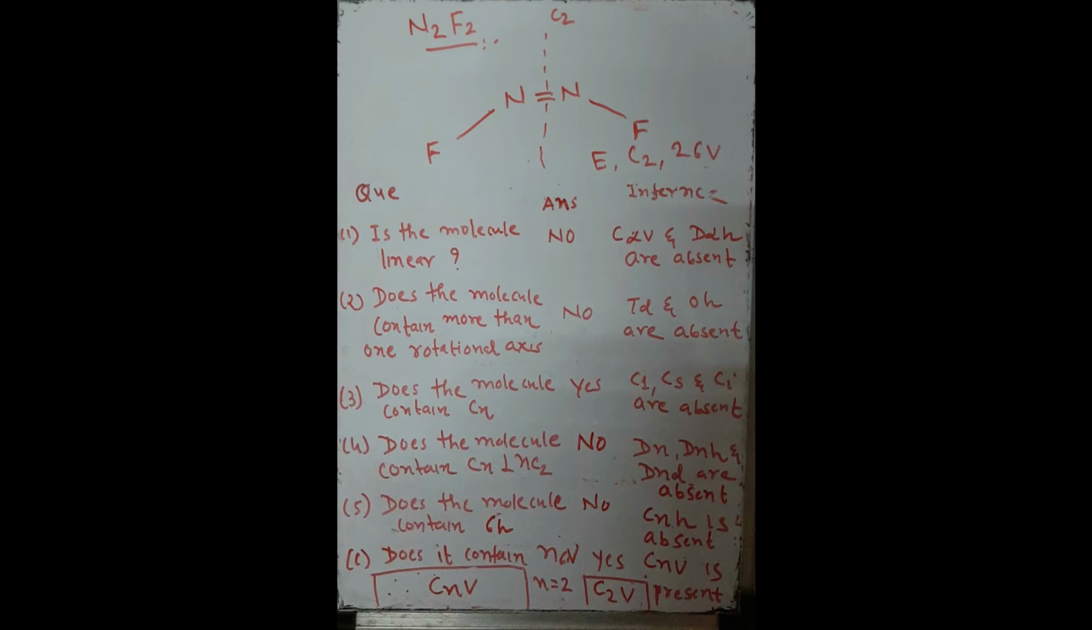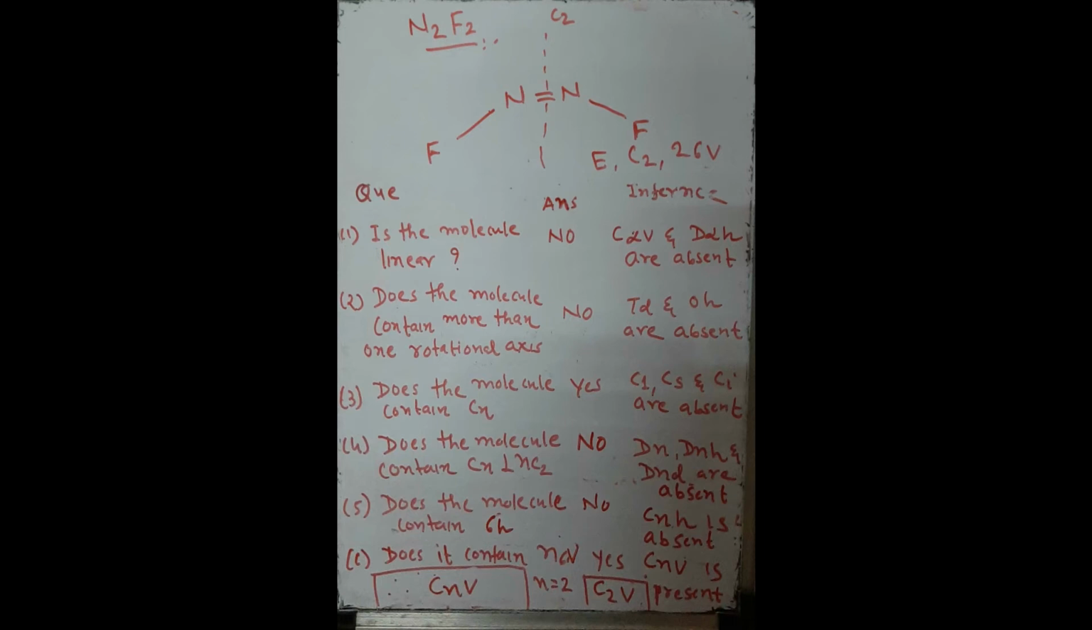Next question, does the molecule contain sigma h? Answer is no, that means Cnh is absent. Does the molecule contain n vertical planes? Answer is yes, therefore Cnv is present. Here n is equal to 2, therefore point group of this molecule is C2v.